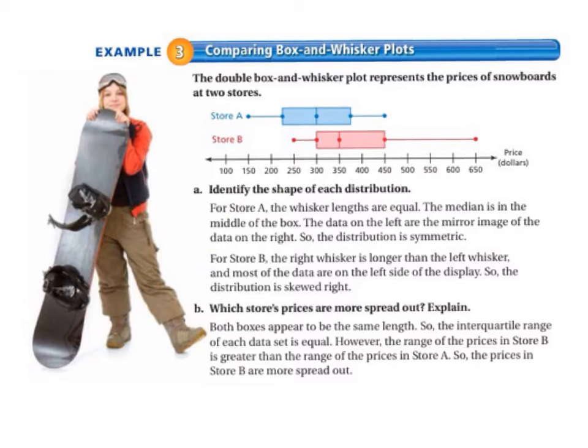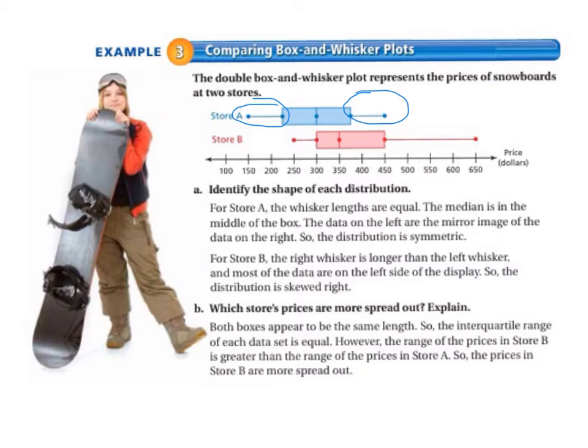Moving on to example 3, comparing box and whisker plots. The double box and whisker plot represents the prices of snowboards at 2 stores. Identify the shape of each distribution. For store A, the whisker lengths are equal. If you look at the ends of store A's plot, the whisker lengths are both equal on the left and the right. So one end is not more spread out than the other.